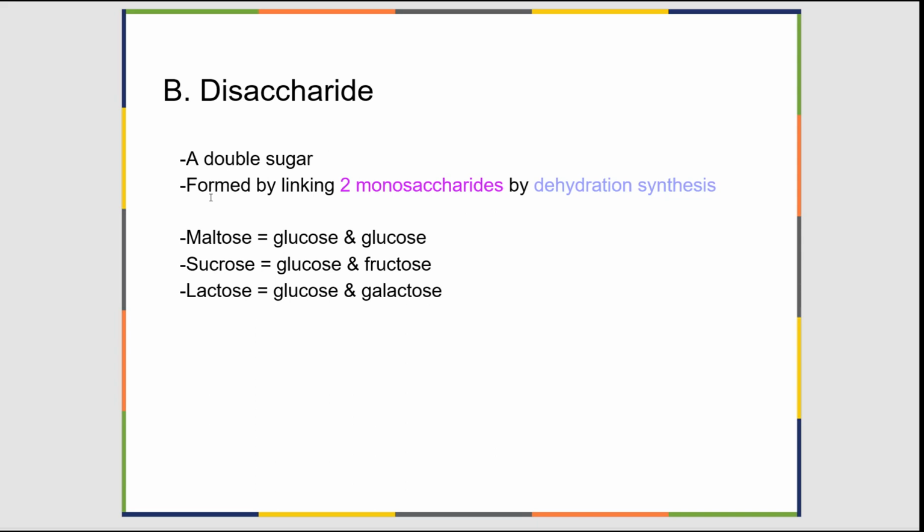Okay, so maltose is glucose and glucose together. Sucrose is glucose and fructose. And lactose is glucose and galactose. Remember, galactose was found in dairy, so that's where lactose comes from. So those that are lactose intolerant, you can think the galactose.